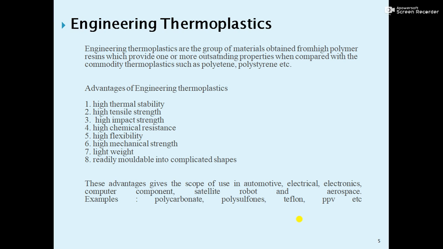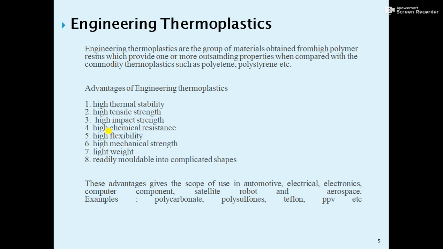So next very important topic is engineering thermoplastic. Now what is engineering thermoplastic? Engineering thermoplastics are a group of materials obtained from very high polymer resins which provide one or more outstanding properties when compared with the commodity thermoplastic. Means when the common utility thermoplastics like polyethylene, polystyrene are compared with engineering thermoplastics, it was found that engineering thermoplastics have more improved, outstanding properties.